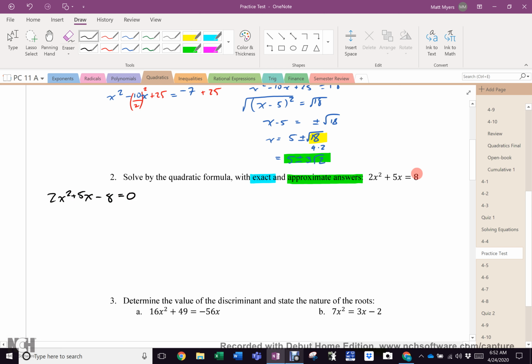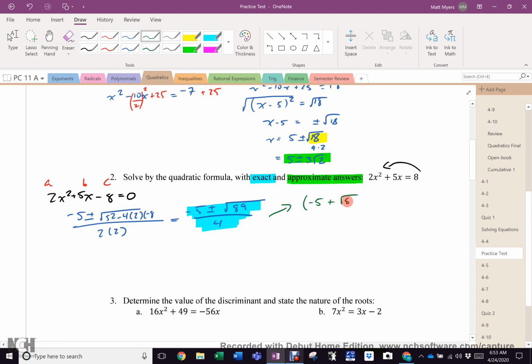So there is my final answer. That is exact. My approximate answers, which I will do in green and then highlight in green, on your calculator you would do negative 5 plus the root of 89 in brackets, then hit divided by 4, then hit equals. And then you would do negative 5 minus root 89 divided by 4 equals.